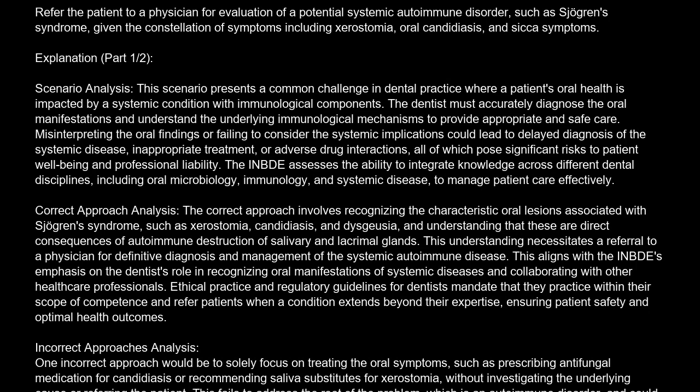The correct answer is B. Refer the patient to a physician for evaluation of a potential systemic autoimmune disorder, such as Sjögren's syndrome, given the constellation of symptoms including xerostomia, oral candidiasis, and dysgeusia.